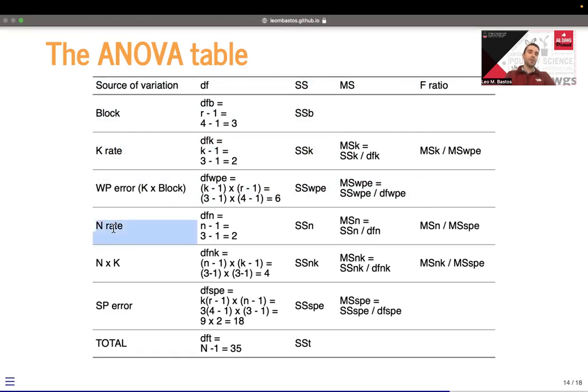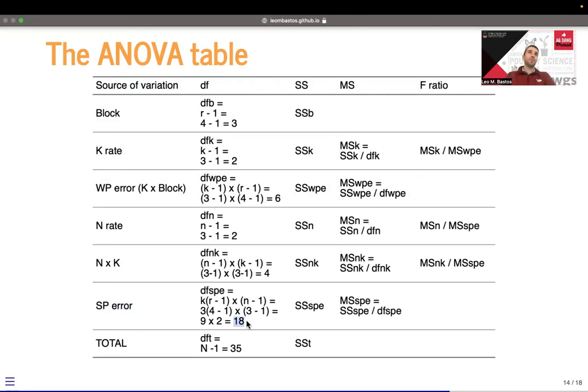So we have nitrogen rates here, with the degrees of freedom and sum of squares. We have the interaction between nitrogen and potassium, the same as we did before. And then we have the split plot error, which in this case is just our residual. So something to notice here is the split plot error degrees of freedom is 18 in our case.